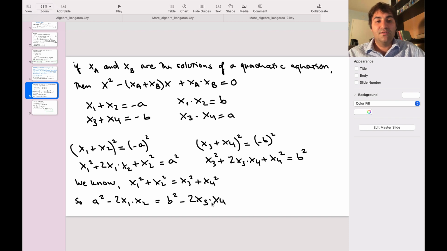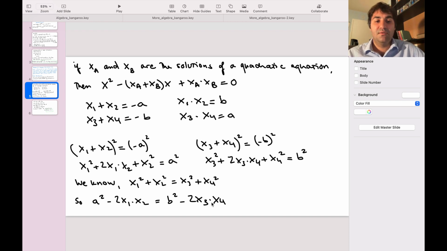So what I can do is square x1 + x2. So we get (x1 + x2)² equal to (−a)². If we expand that, we get x1² + 2·x1·x2 + x2² equal to a². We can do the same for the equation x3 + x4 = −b. So (x3 + x4)² equals (−b)², which is x3² + 2·x3·x4 + x4² equal to b².